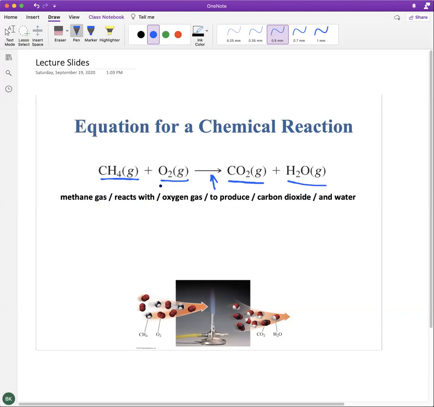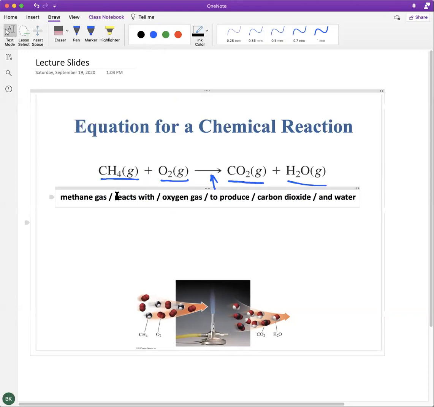So if I'm given an equation, or if I'm given something that reads out, I should be able to look at my written statement, and once I know how to write all the different chemical compounds, I should be able to produce an equation from it. If I was given this sentence, methane gas reacts with oxygen gas to produce carbon dioxide and water, I should be able to start writing the equation out in a more concise way of representing that chemical equation.